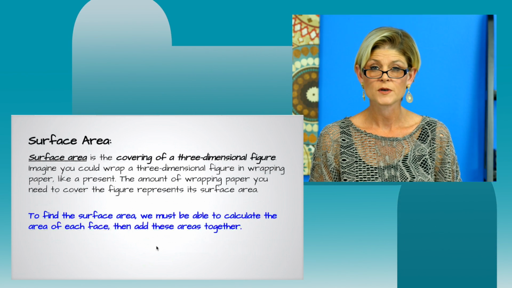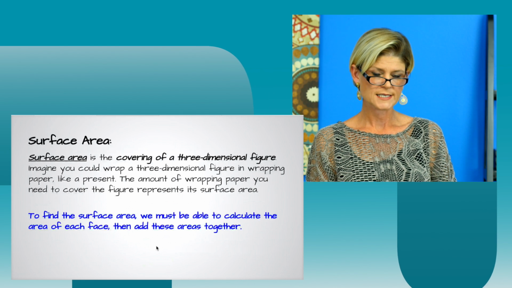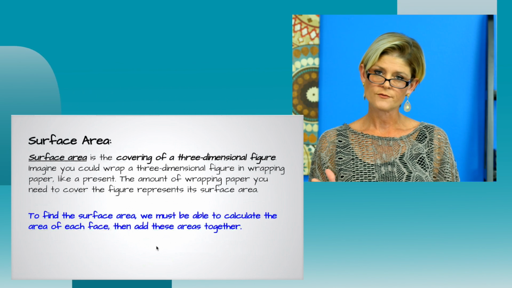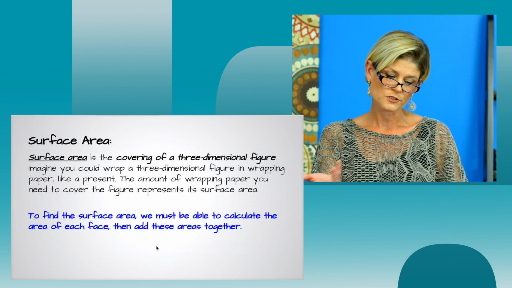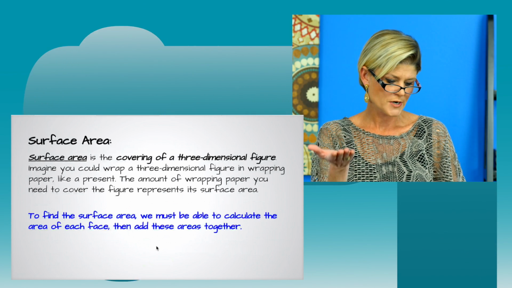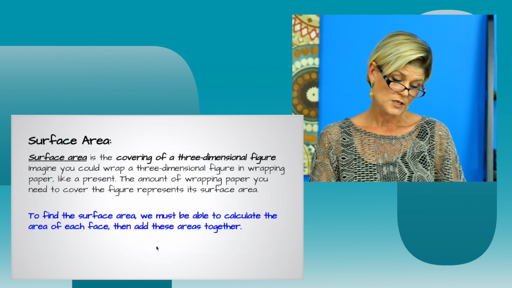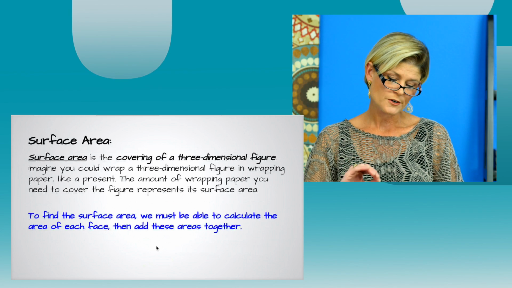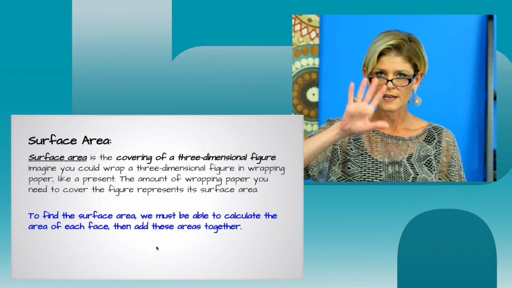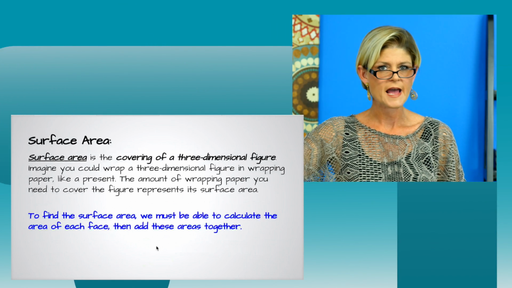Surface area. Again, you might want to pause your video and write this definition down. Surface area is the covering of a three-dimensional figure. So imagine you could wrap a three-dimensional figure in wrapping paper like a present. And the amount of wrapping paper you need to cover the figure represents the surface area. So to find the surface area, we must be able to calculate the area of each figure and then add them all together.